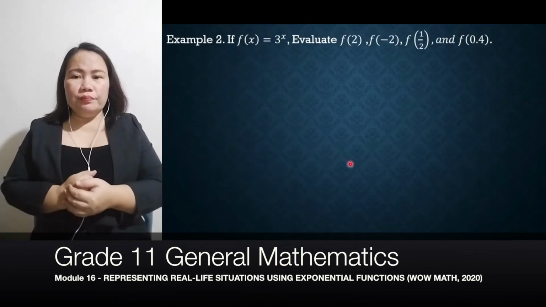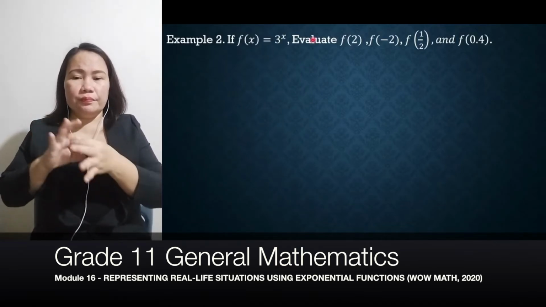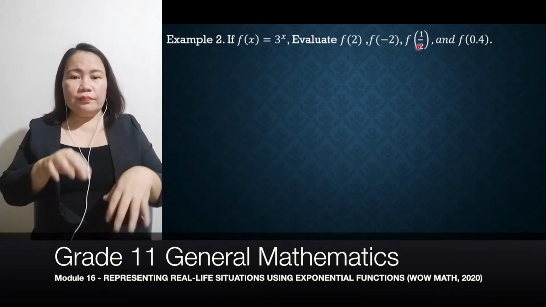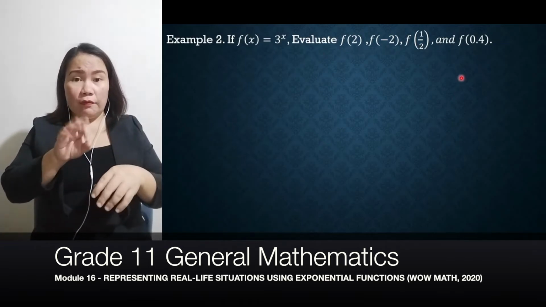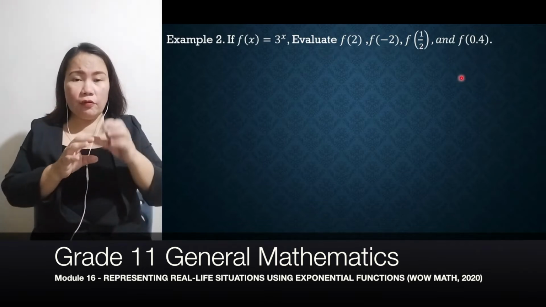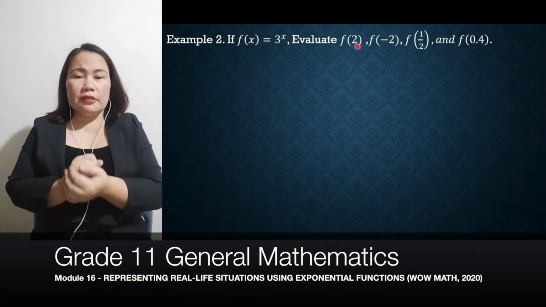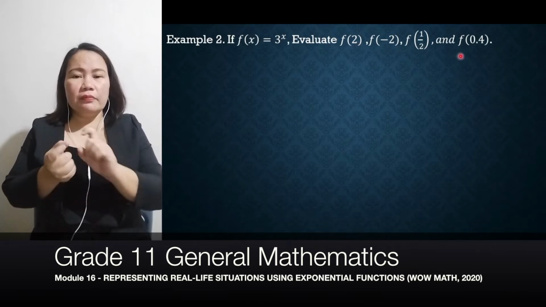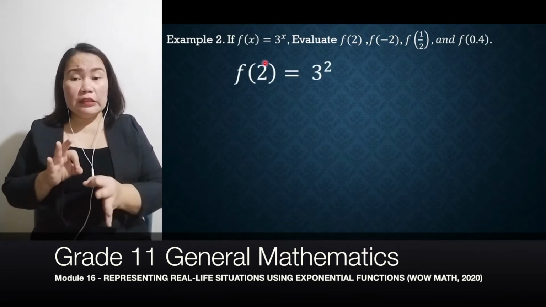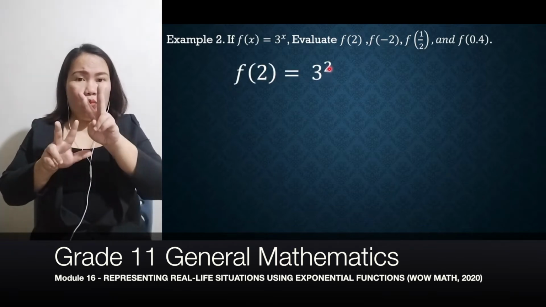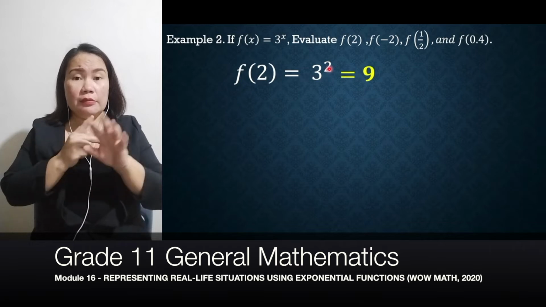For example number 2, we have f of x is equal to 3 raised to x. Evaluate f of 2, f of negative 2, f of 1/2, and f of 0.4. So, ang gagawin lang natin, papalitan natin yung x natin ng mga given values na to, ng 2, negative 2, 1/2, 0.4. So, if our x is 2, so f of 2, that will become 3 squared. So, 3 squared, that is equal to 9.